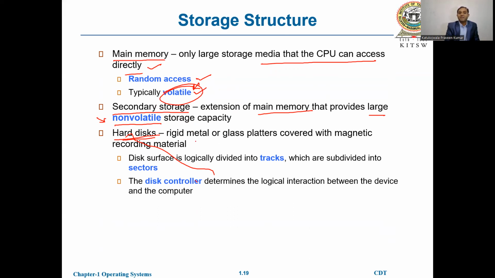Hard disk: a rigid metal or glass platter covered with a magnetic recording material is called a hard disk. A disk surface is logically divided into tracks. Generally one CD is placed upon another. It will be divided into tracks, which are subdivided into sectors. So these are the tracks. This is the original CD, and these are the tracks, subdivided into sectors.